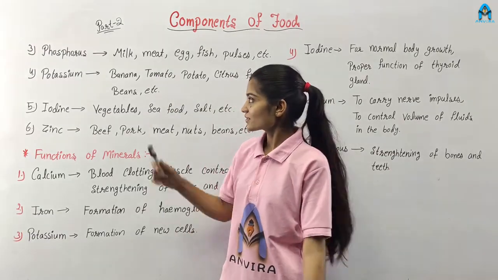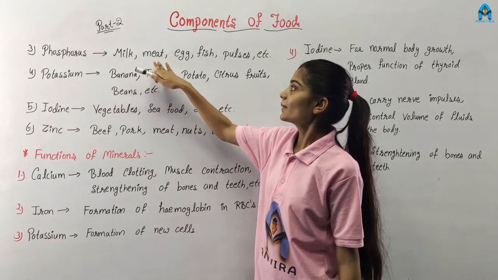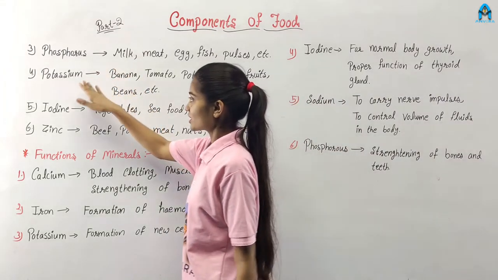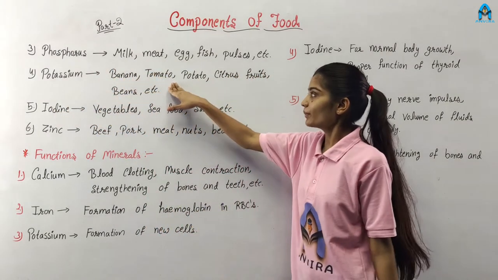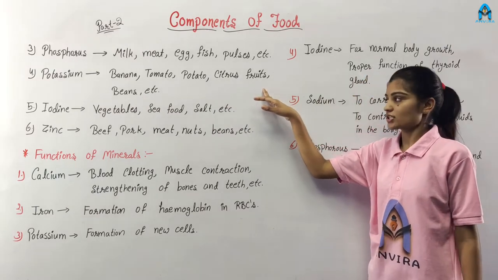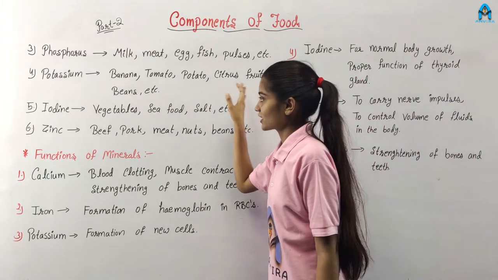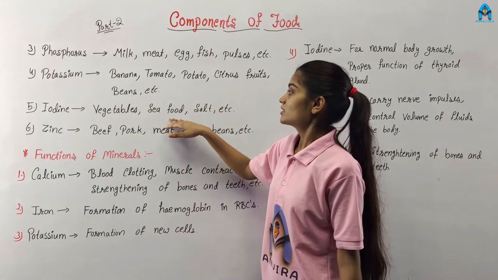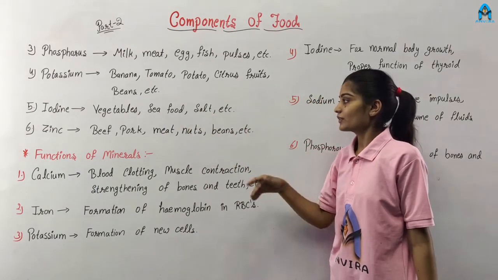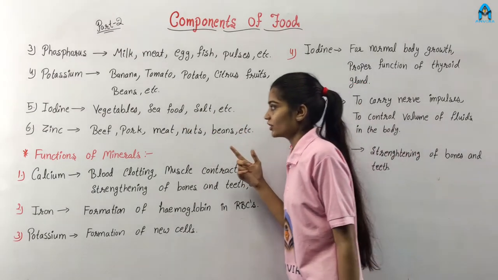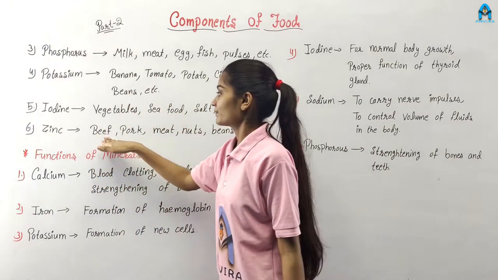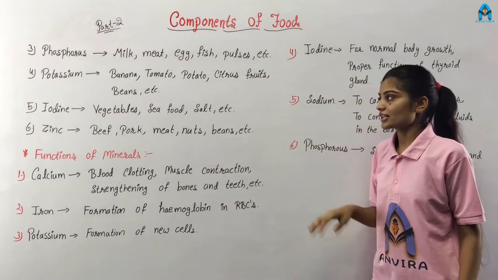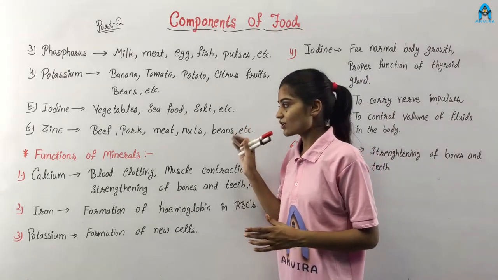Okay? The sources of phosphorus are milk, meat, egg, fish, pulses, etc. And the sources for potassium are banana, tomato, potato, citrus fruits like lemon, orange, etc. Beans, etc. The sources for iodine are vegetables, seafood, salt, etc. And the salt that means iodized salt. The sources for zinc are beef, pork, meat, nuts, beans, etc. And these are the minerals and the sources of minerals.